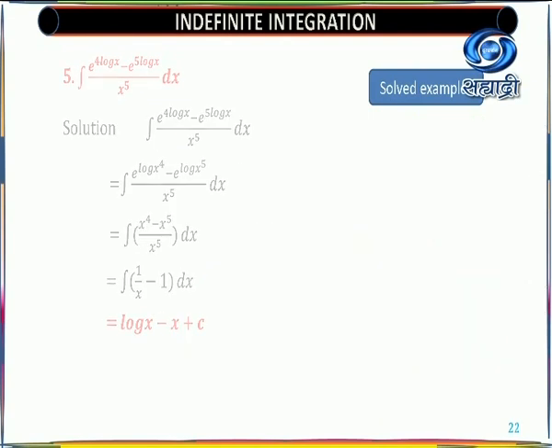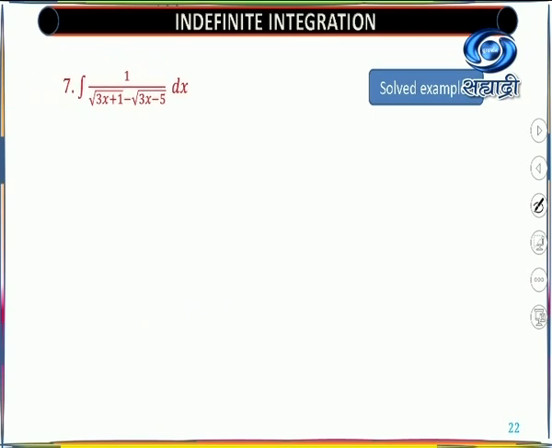Now we'll begin with the next example, that is integration of 1 upon (root of 3x plus 1 minus root of 3x minus 5). Now look at the big problem. The problem is in the denominator. Along with the denominator you have the root sign for both the values, that is root of 3x plus 1 minus root of 3x minus 5.